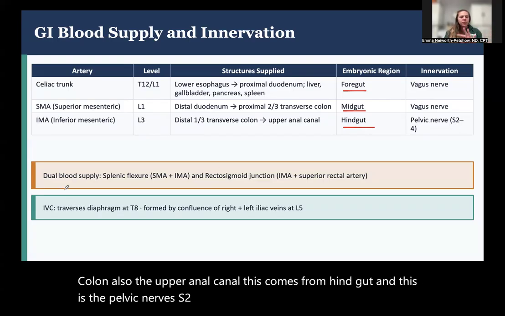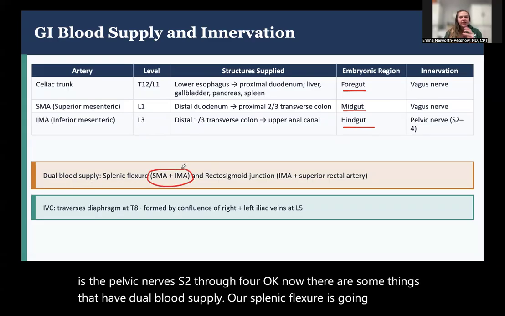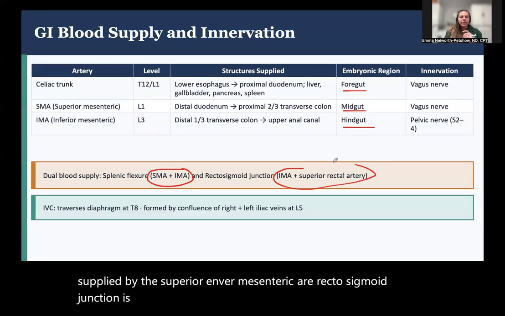Okay. Now, there are some things that have dual blood supply. Our splenic flexure is going to be dually supplied by the superior and inferior mesenteric. Our rectosigmoid junction is also dually supplied by our inferior mesenteric and the superior rectal artery.